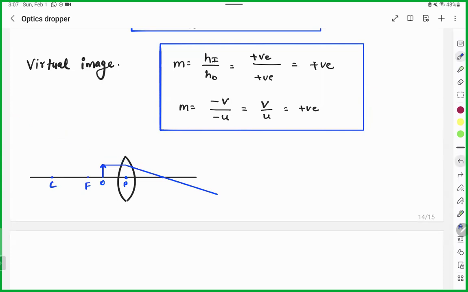So you can extend this. That's why I'm making a dotted line. Then the second line is passing through the center. If you expand this like this, as you can see, this is the virtual image formed here.